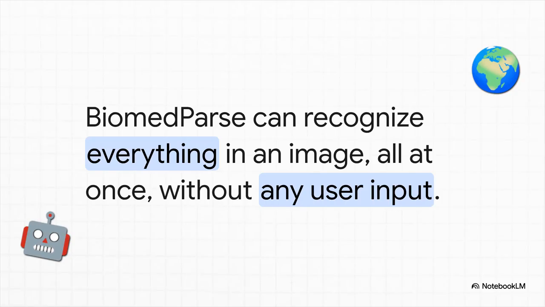And then there's this final superpower. It can go into what the researchers call recognition mode. Without any prompt at all, it can just scan an entire image and automatically find, label, and outline every single thing it recognizes. It's like everything, everywhere, all at once.